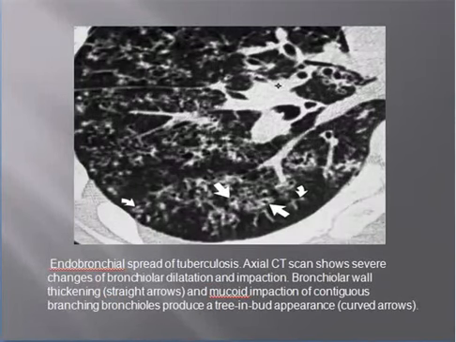Endobronchial spread of tuberculosis. Axial CT scan shows severe changes of bronchiolar dilatation and impaction, bronchiolar wall thickening, straight arrow, and the mucoid impaction of the contiguous branching bronchioles produces a tree-in-bud appearance. This is depicted by the curved arrow. So this is a case of endobronchial spread of tuberculosis.